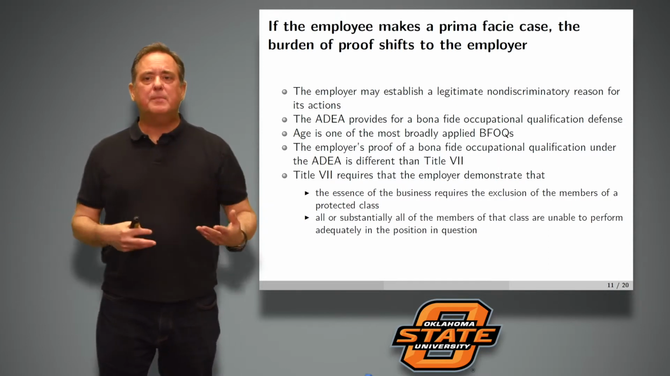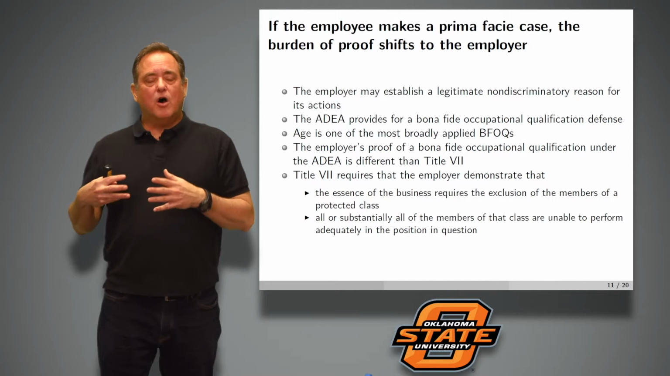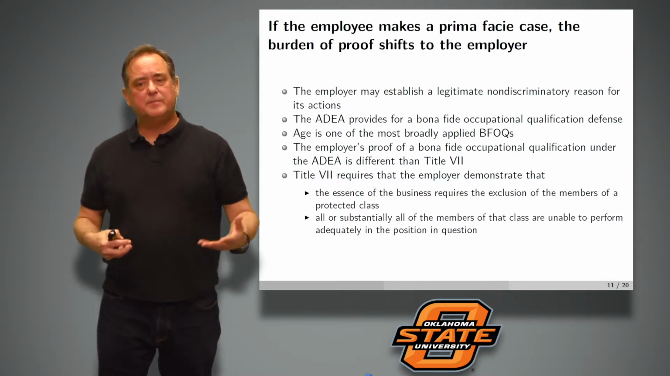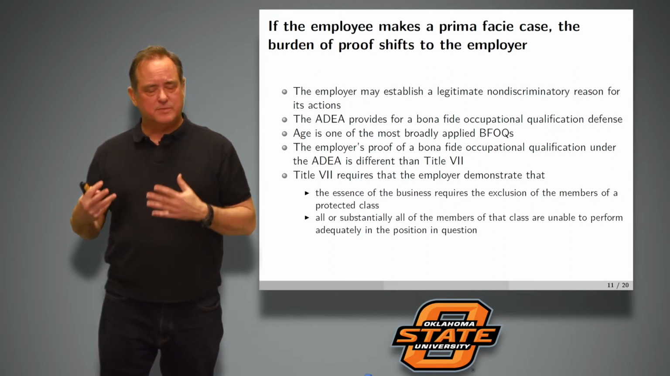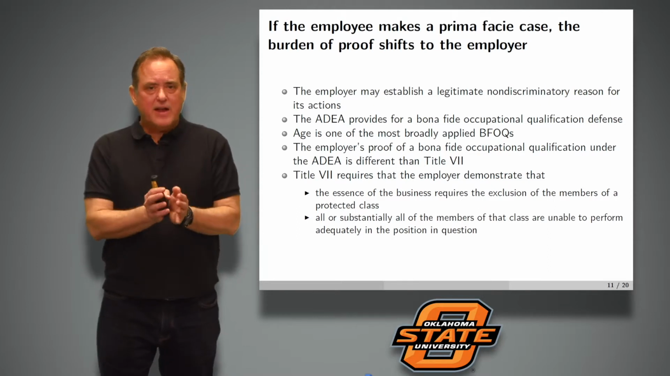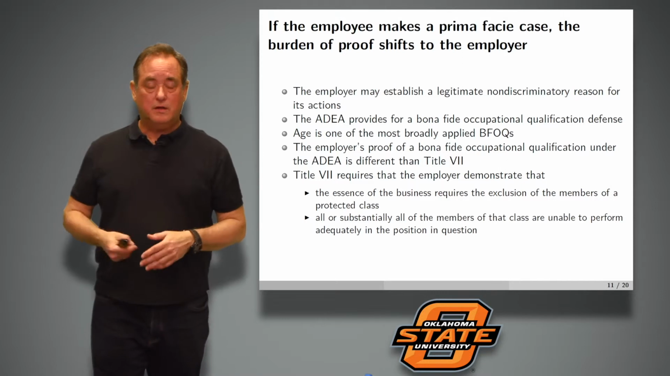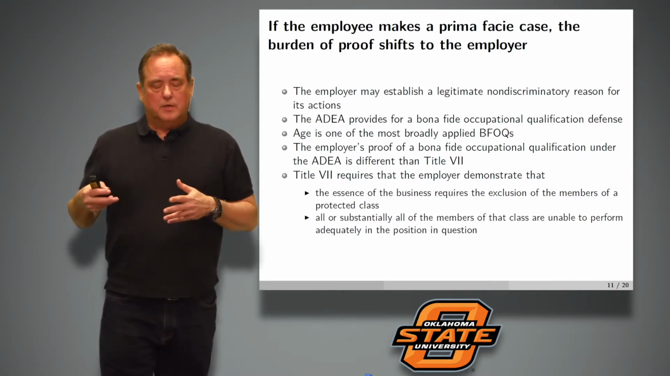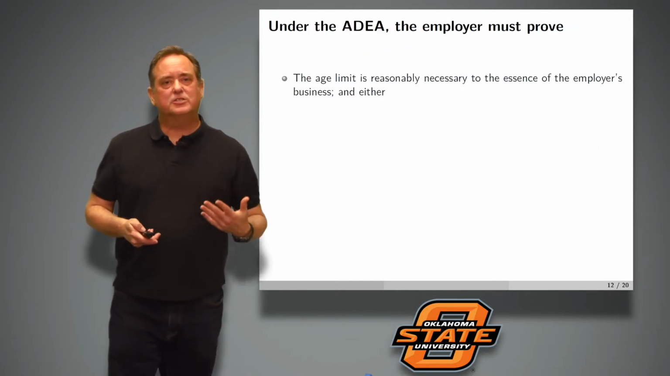Meaning, I must hire men for this job, as an example, because all women have some disqualifying factor that makes them unable to perform the job. All or substantially all. So that's a very hard standard to meet. How many jobs are there where you can say that all men are unable to do this job? Well, with age, the standard is much easier.